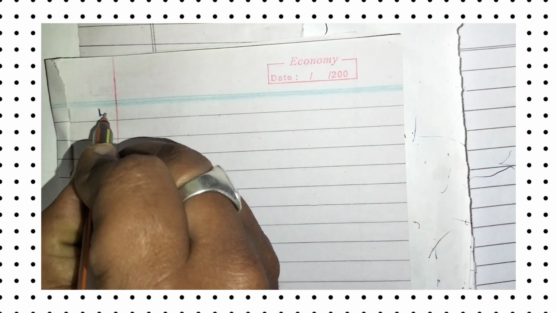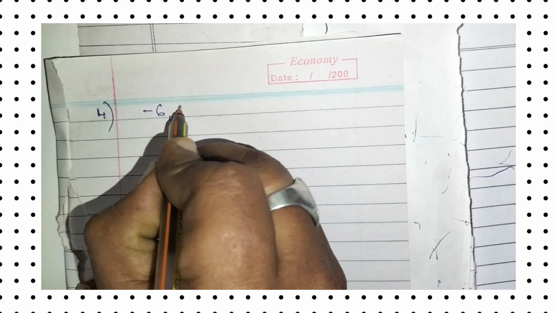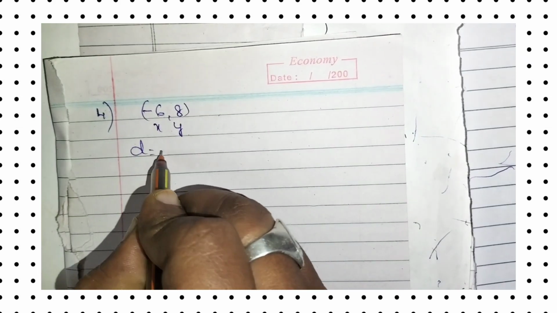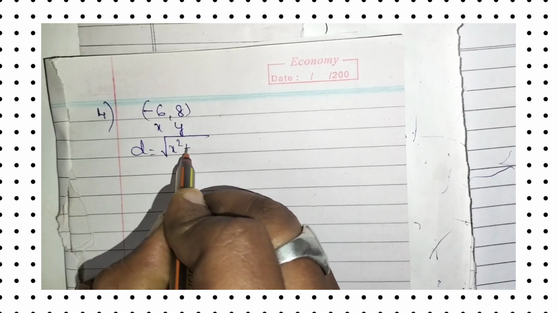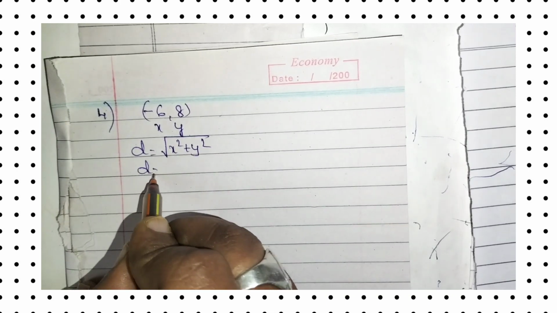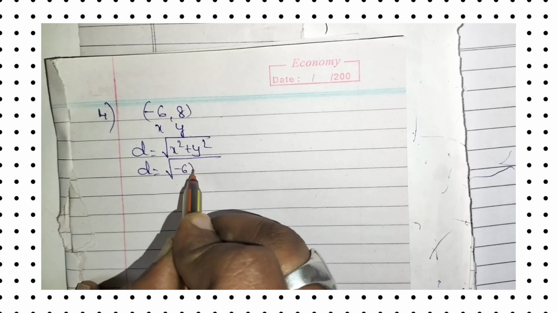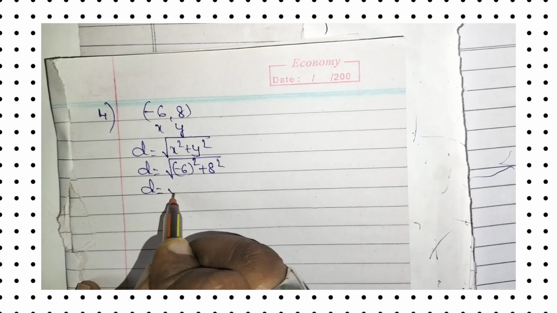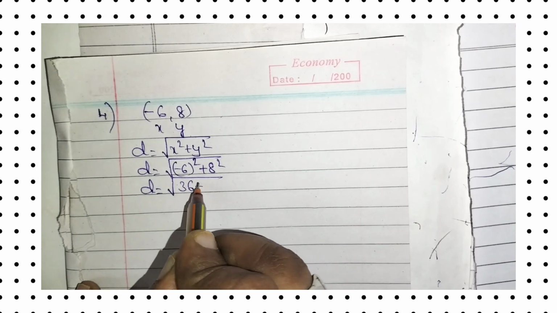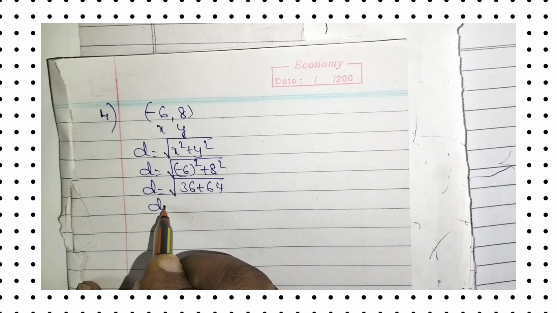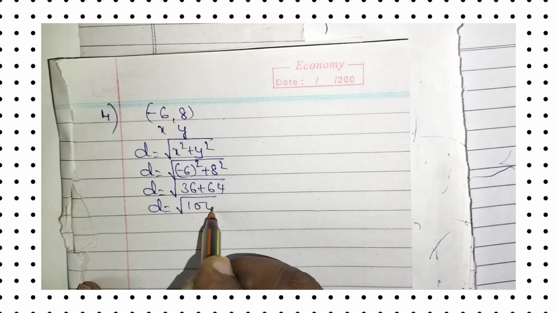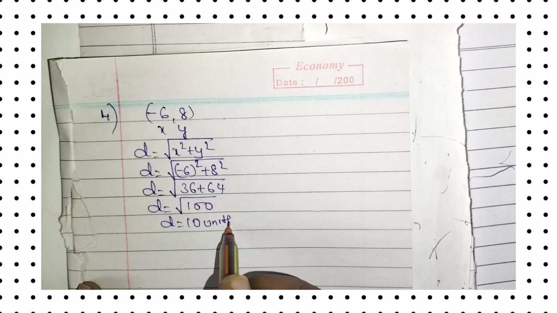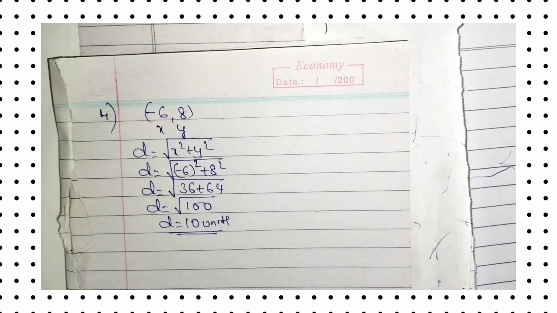So, minus 6, 8, this is x and y. So, d is equal to square root of x square plus y square. So, d is equal to square root of minus 6 whole square plus 8 square. So d is equal to square root of 36 plus 64. So d is equal to square root of 100. So d is equal to 10. So distance between origin and the point is 10 units.